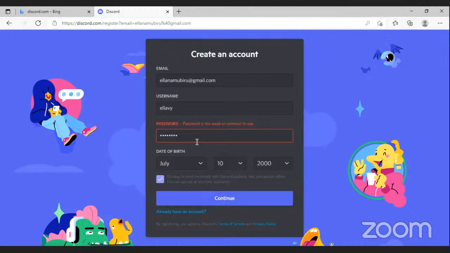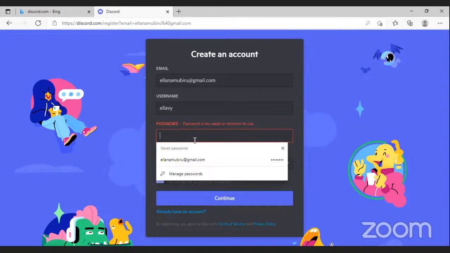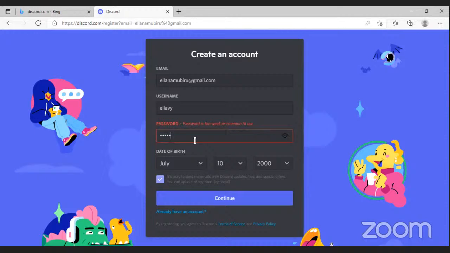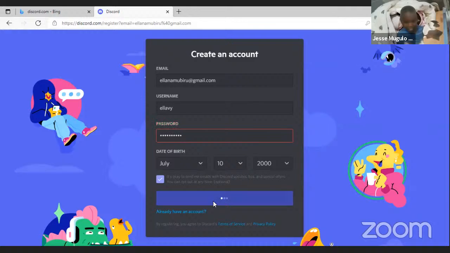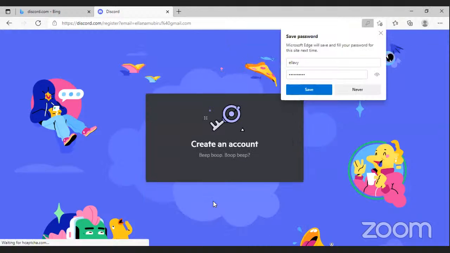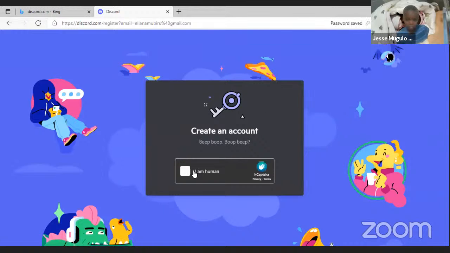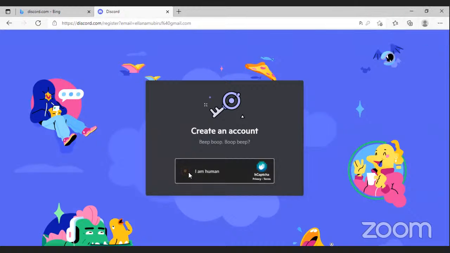Password is... could you try adding some numbers to your password? That's what I try to do with my password. So like you can put your year of birth. So yes, you can put your year of birth. Yes, continue. Go and click save. So click that.